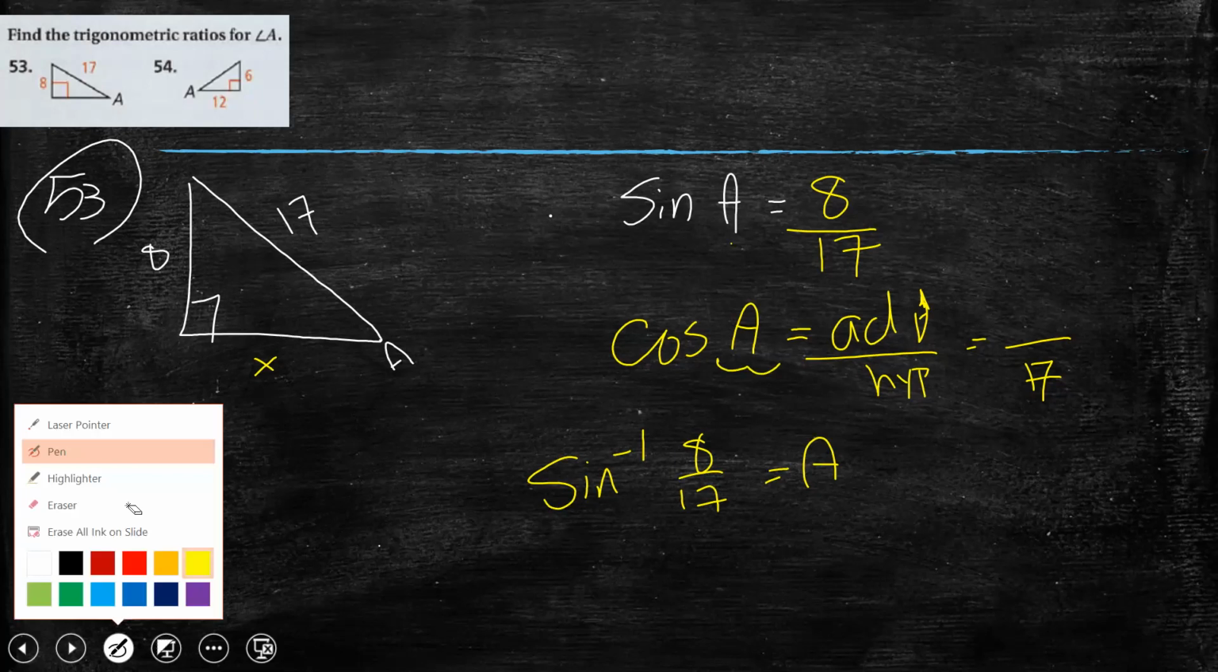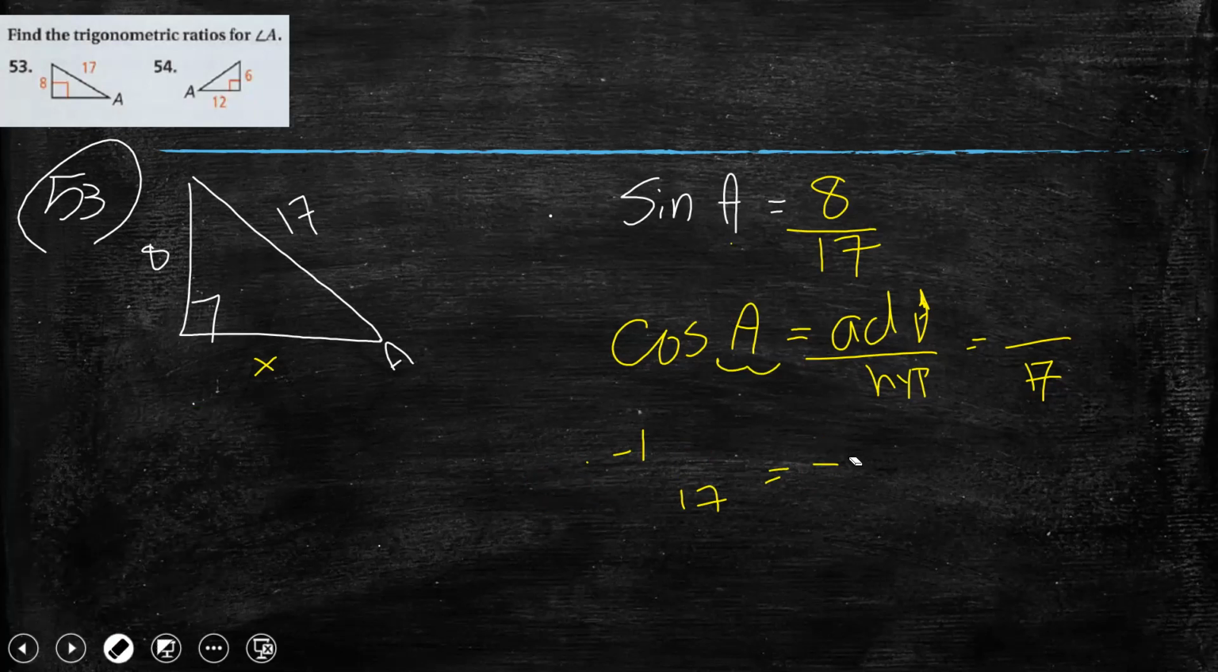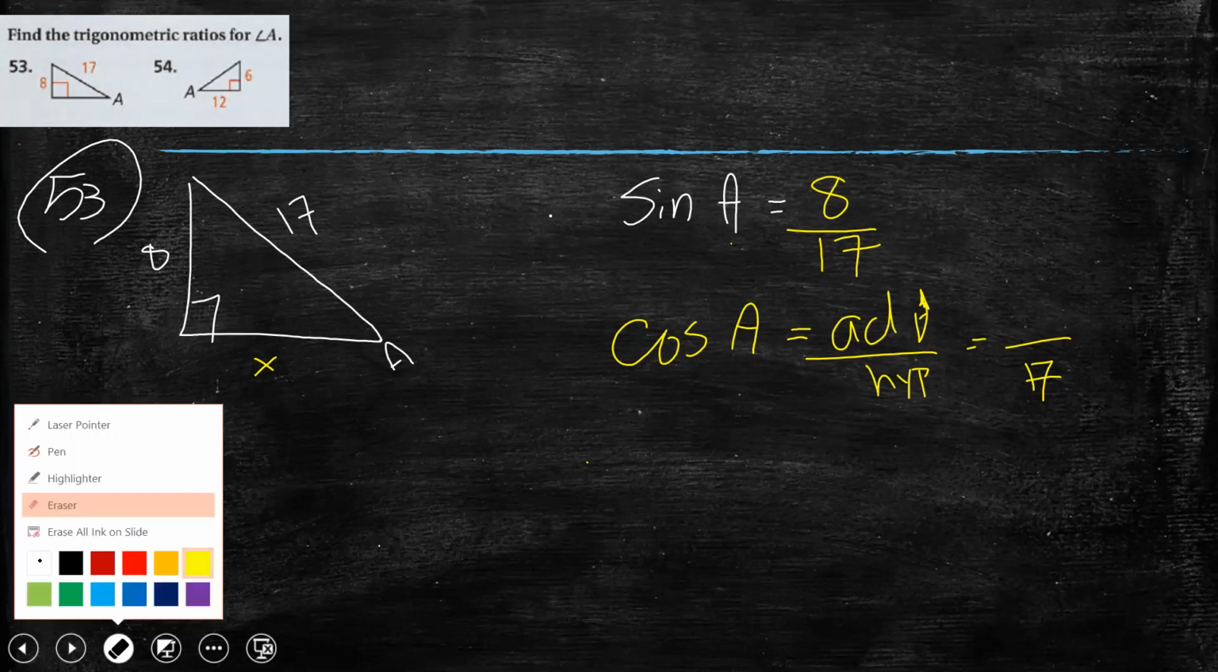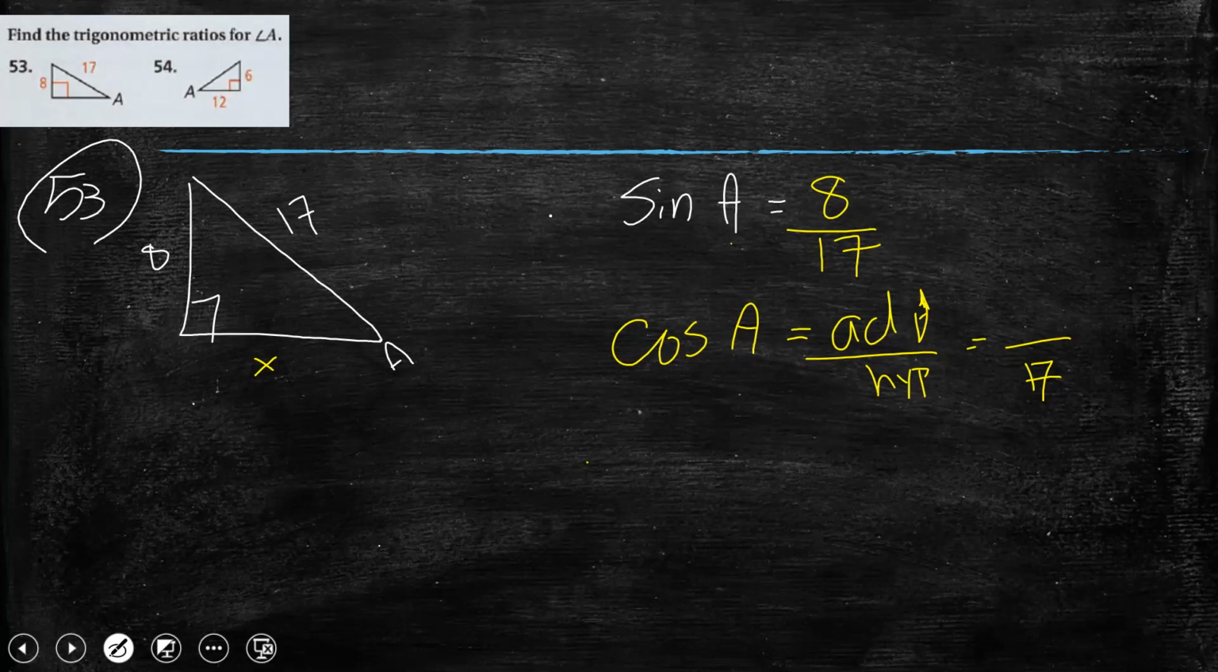Teacher, do we subtract 8 and 17 or add them to find x? I mean, do we add or subtract the 8 and 17 to find the adjacent? No, you cannot. This is a right triangle. You cannot subtract them. What do you have to do to find the missing side?